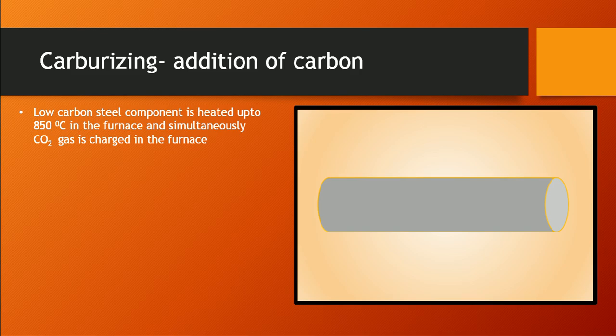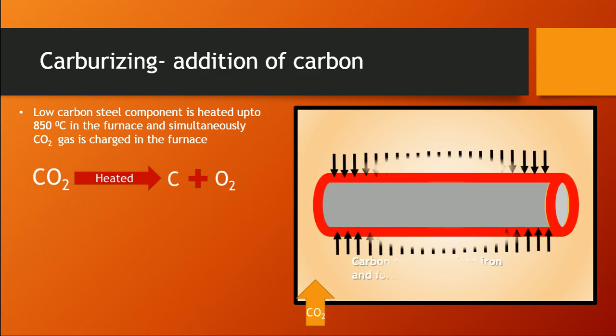As the component is getting heated up to 850 degrees centigrade, I will simultaneously pass carbon dioxide gas into the furnace. As the gas enters the furnace, due to the heating effect, the carbon dioxide splits into carbon and oxygen. The carbon atoms try to penetrate into the component, and as they penetrate, they form Fe3C. Fe3C formation gives improved hardness on the surface of the component.